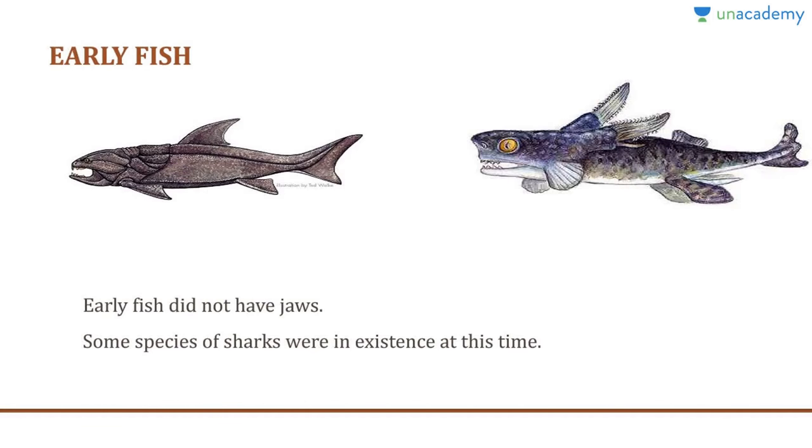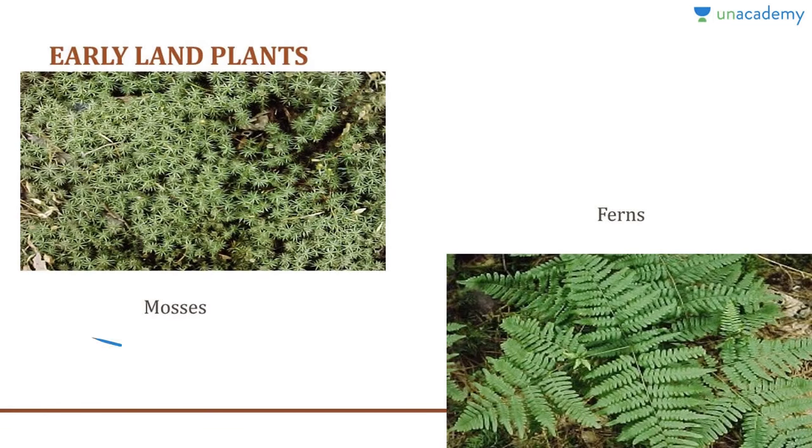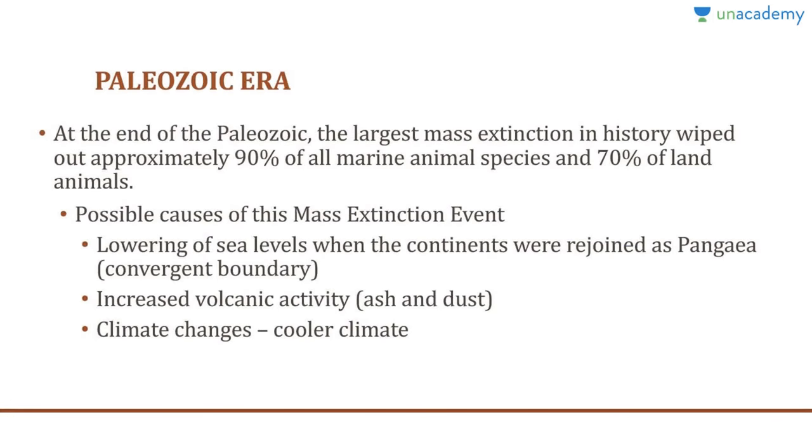So these are the early fish that were prevailing during the Paleozoic era. These fish did not have any jaws. As far as the land plants are concerned, I have told you mosses, ferns, so these were not flowering plants that prevailed during the Paleozoic era. Now it is said that at the end of this era, mass extinction took place, and the probable reasons for the mass extinction include lowering of sea levels.